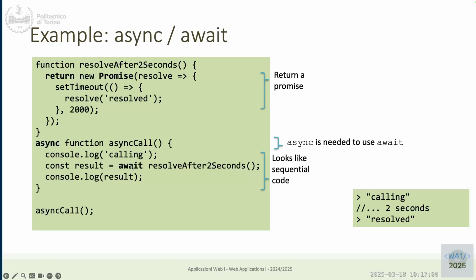With await, everything changes, so that actually when I call resolve after 2 seconds, this does its job, creates and returns a new promise. And the promise is still in pending state, it's not resolved yet. It will be resolved after 2 seconds, for example. So calling this function doesn't do anything special. But then we find the await keyword.